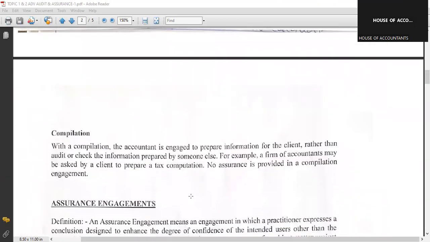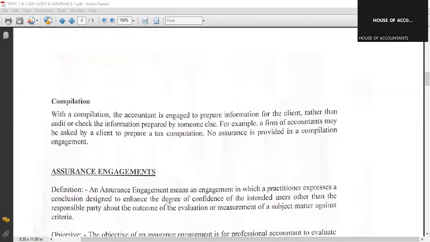Then the compilation, like I explained, with the compilation, the accountant is engaged to prepare information for the client. So they gather, they give you their documents, then you compile it for them. Audit or check the information prepared by someone else. For example, a firm of chartered accountants may be asked by a client to prepare a tax computation. So to prepare a tax computation, you need financial statements, you need documents, you need payroll, you need all this. You gather everything together. You need their fixed asset register. You compile them together and then do the computation you are asked to do.